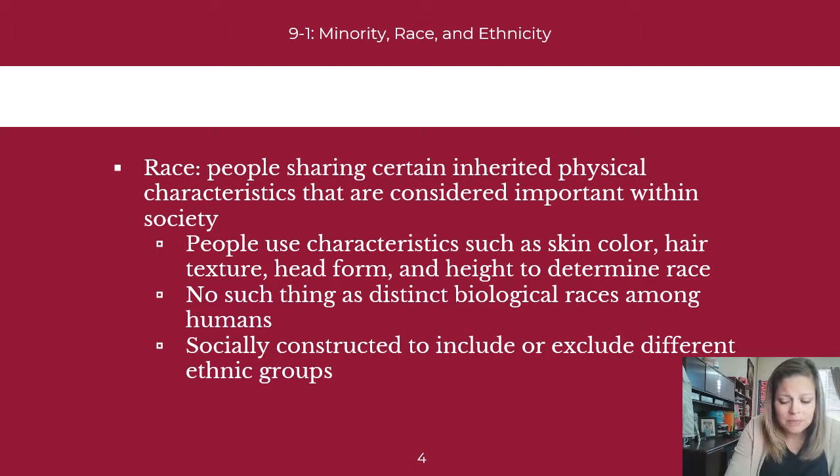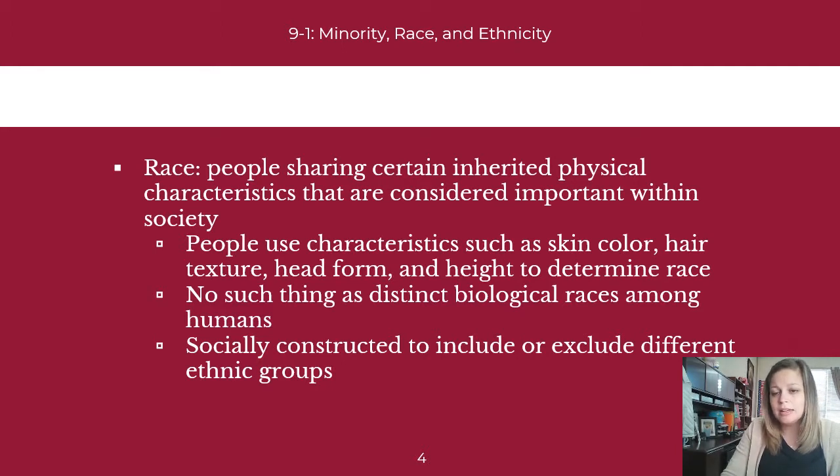While you do have things in your genetics that associate your skin color, your hair texture, those sorts of things, it's not much biologically. Your book will talk about this a little bit, and it will say that genetically there's a bigger difference between short people and tall people than there are between people of different races. And so it's something that society has put on society, not necessarily that biologically distinguishes these different racial groups. And it's socially constructed to include or exclude different ethnic groups.